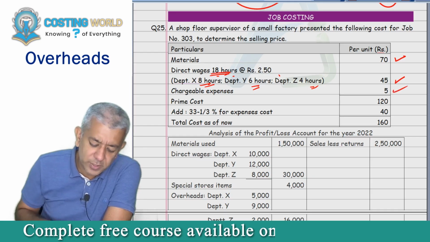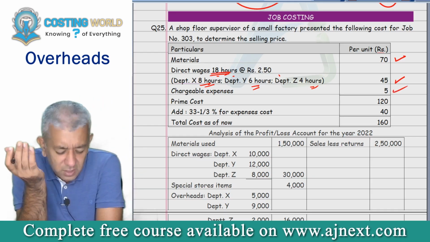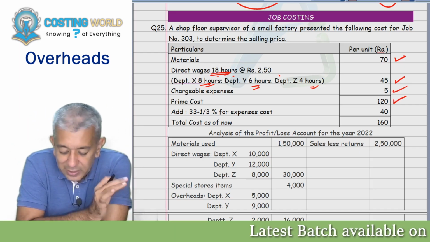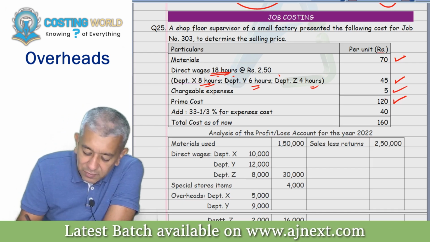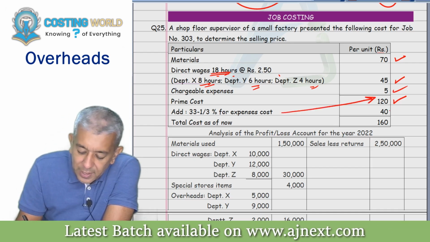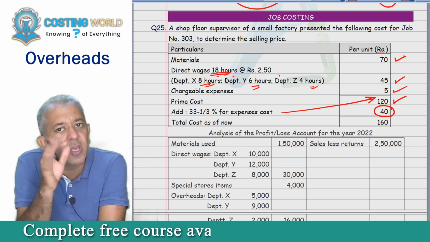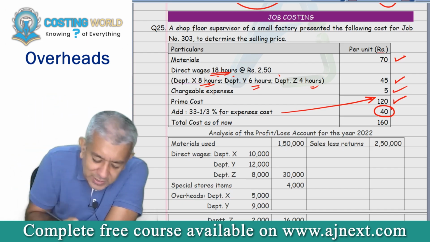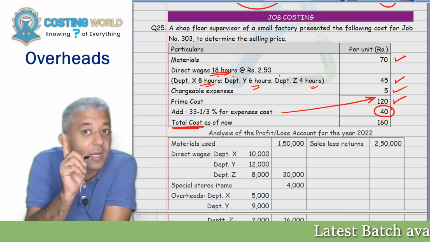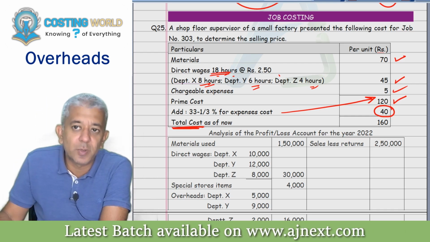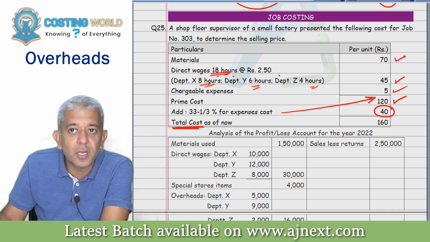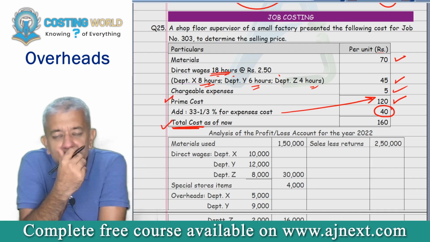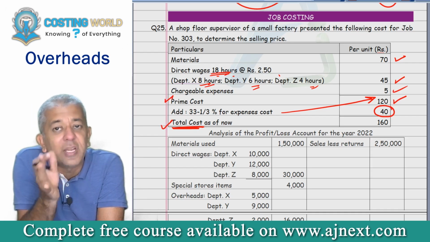Further, chargeable expenses. It could mean your direct expenses, I think. Because below that, they have written prime cost. Add. They have added a flat 33 1/3 for expenses cost. Can we say in this expenses, every cost would have come, no? Because they have written total cost over here. They have not written factory cost. Which particular cost have they written over here? Total cost. So can we say to reach from prime cost to total cost, you will add every type of expense, no?